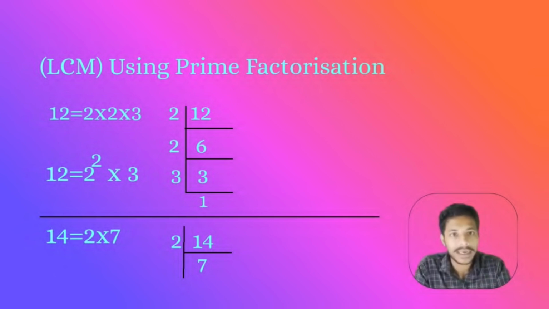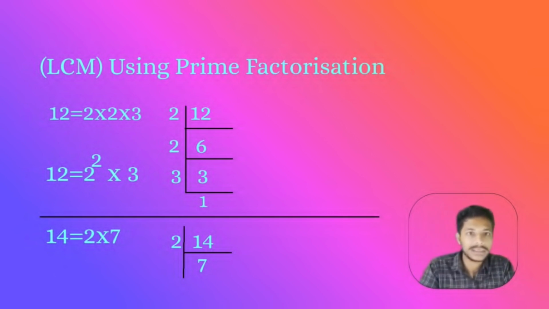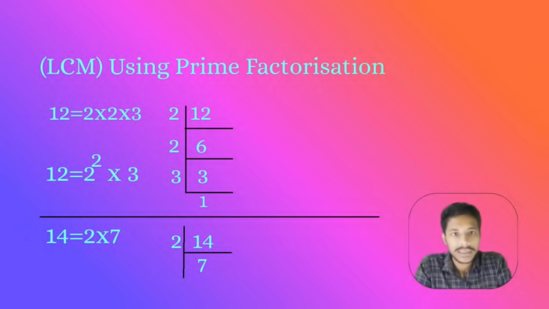Yes, to find the correct answer in an easy way, we use a method called prime factorization. LCM using prime factorization. In this method, what do we do? We just find the prime factors of 12, which is our first number, and we'll also find the prime factors of 14, which is our second number. Now I got the prime factors of 12 as 12 equals 2 times 2 times 3, as you can see on the screen. And I can also write it as 2 square into 3. You know that 2 into 2 is 2 square. If I go to another number, which is 14, 14 equals 2 times 7.